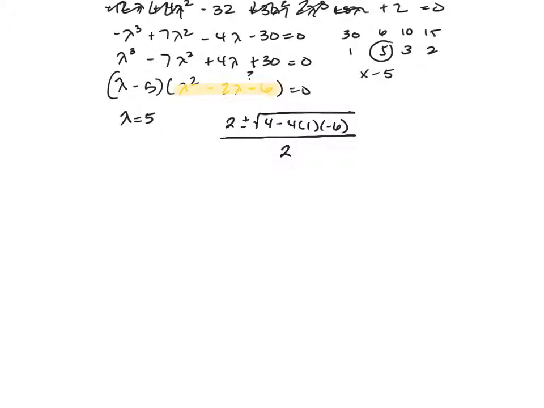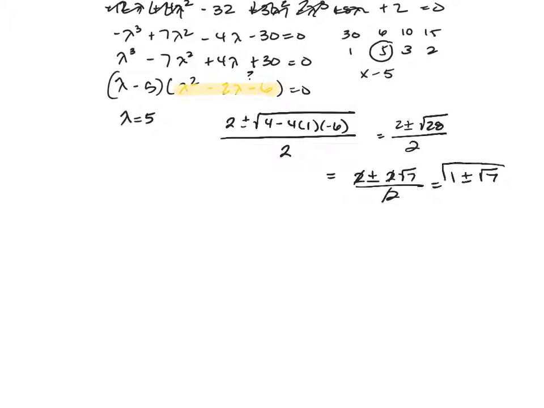So this is going to be 4 plus 24. So this is 2 plus or minus over 2 square root of 28, right? And 28 is 14 times 2, and that's 7 times 2, so 4 is in there. So that would be 2 rad 7. So this is the same as 2 plus or minus 2 rad 7 over 2, divide out the 2's, so that's 1 plus or minus rad 7.